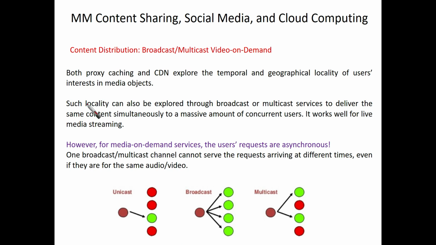Okay, now we understand the proxy caching concept and the concept of content delivery network, or CDN. Now see what they do. They exploit, or make use of, the concepts of temporal and geographical locality, right? So the CDN and proxy caching understand that, let's say, three users are coming from this region, this area, right?